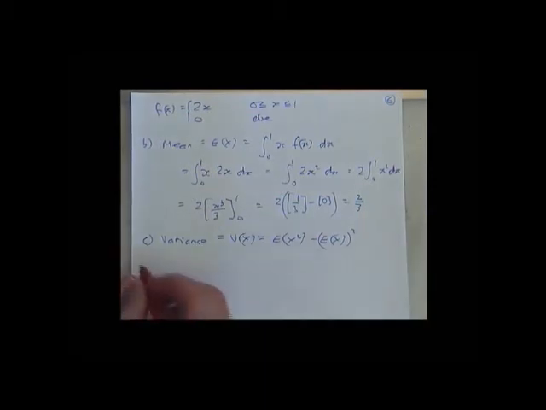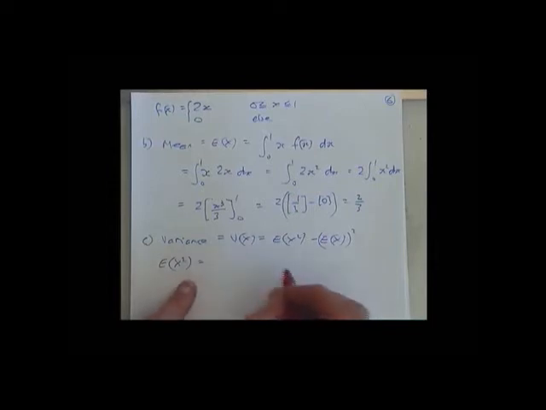And now I'm going to carry on the video to do the variance. I'm going to do it in two bits. I'm going to work out the expectation of x squared first.